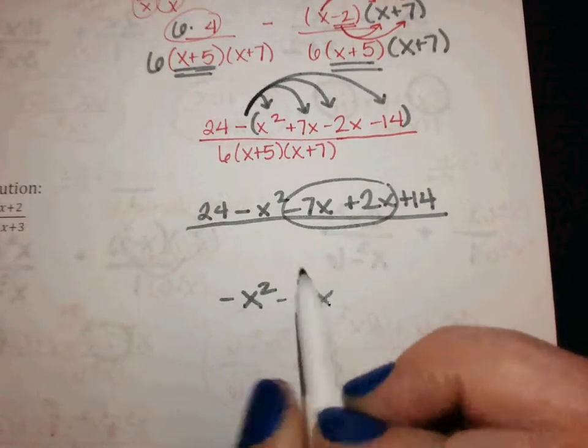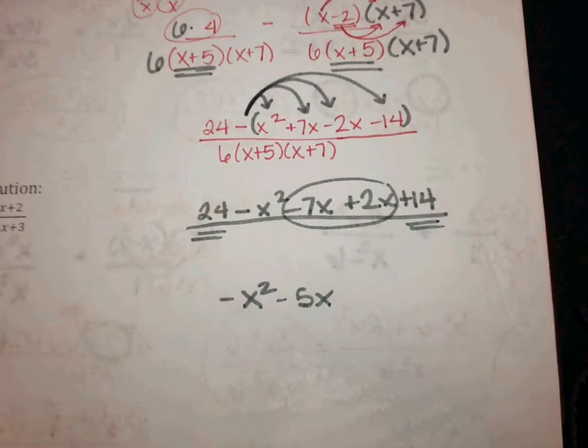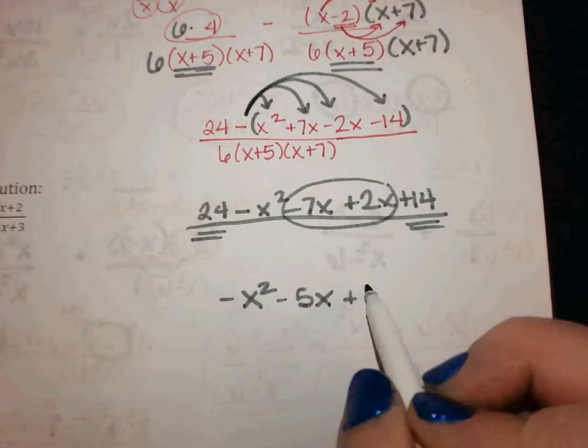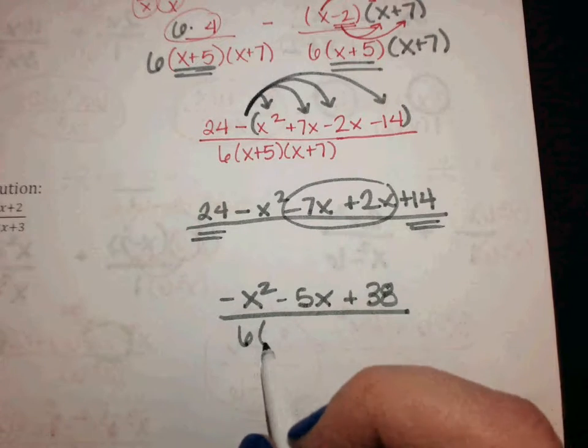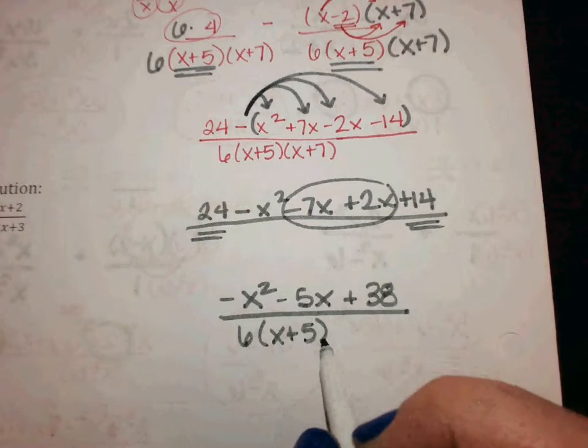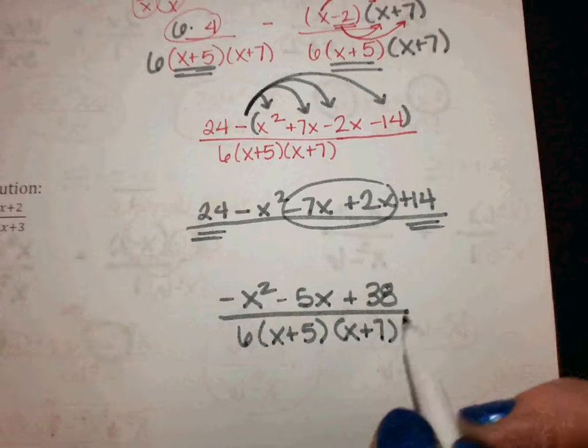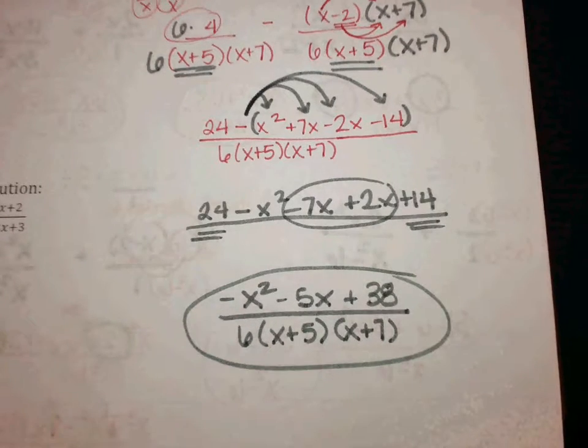Negative 5x. And then what about 24 and 14? 38. And then over, I have a 6, an x plus 5, and an x plus 7. Make sure in your final answer you do have to put the bottom back. You can take it off just for that double distribute step if you don't want to write it twice, but it has to be there in your final answer. Okay?